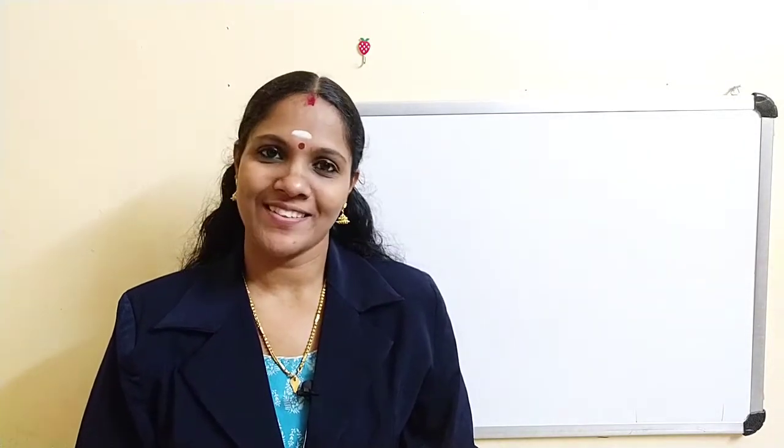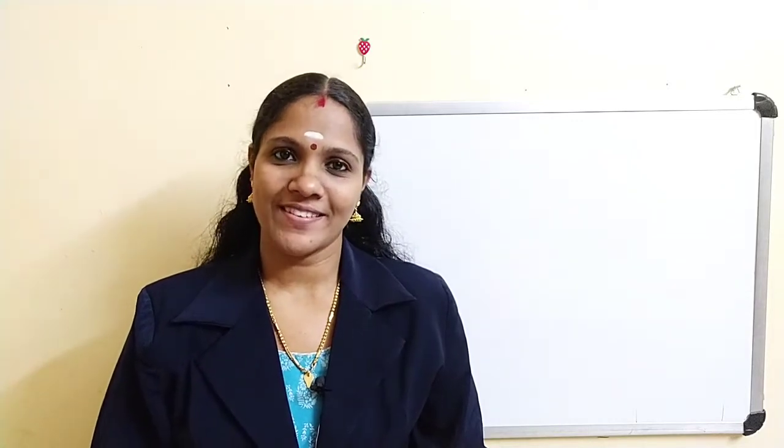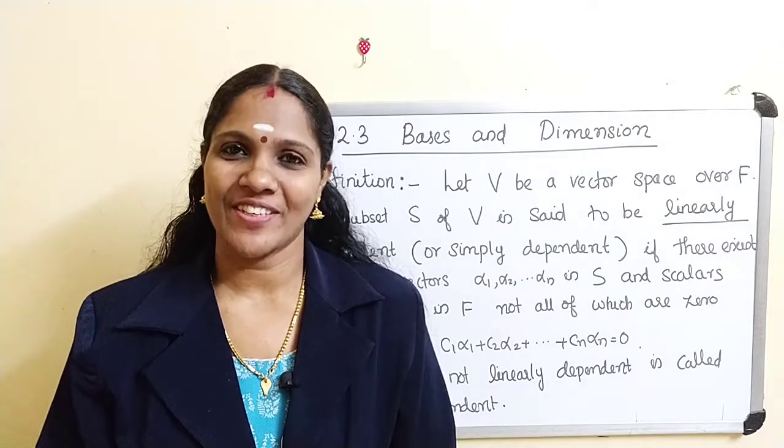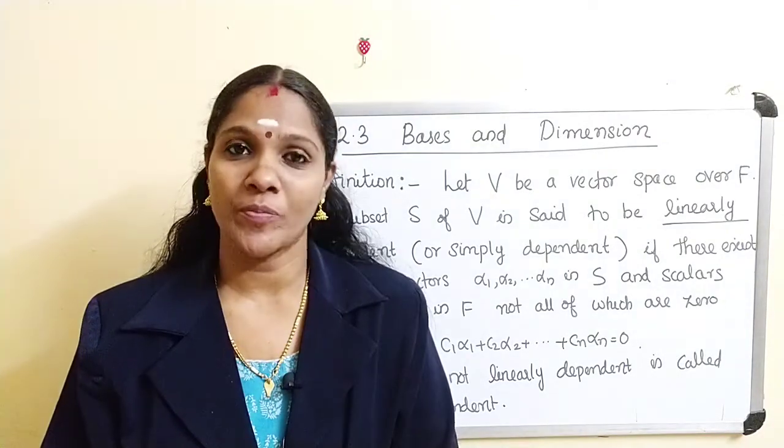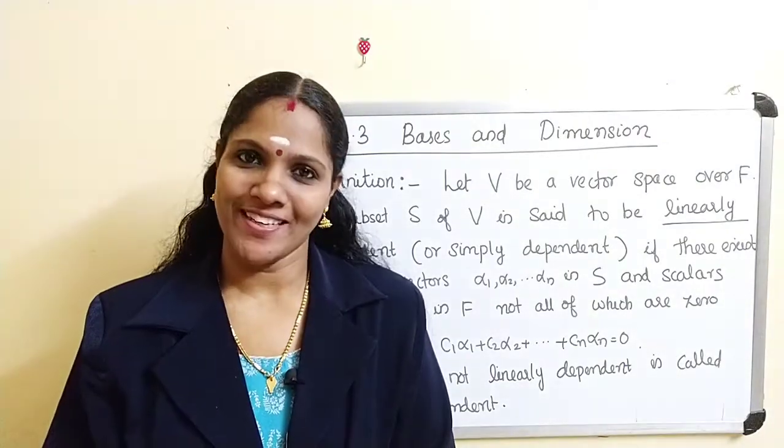Just recall what we have learned in our linear algebra. We have discussed the definition of vector spaces, some examples of vector spaces, linear combination of vectors, linear span of vectors, and subspace of a vector space, etc. Now we are moving to our next section, basis and dimension. Before going to the definition of basis, we will discuss what you mean by a linearly dependent set.